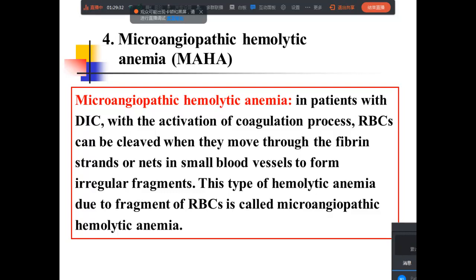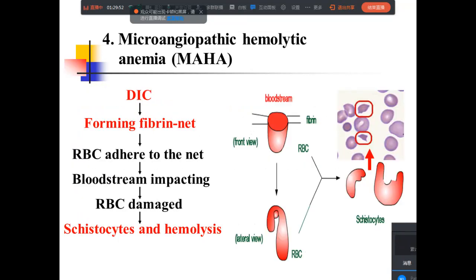Now, it's called MAHA, microangiopathic hemolytic anemia. The anemia is from red blood cell breakage. See, so it belongs to hemolytic. Now, why do red blood cells break?